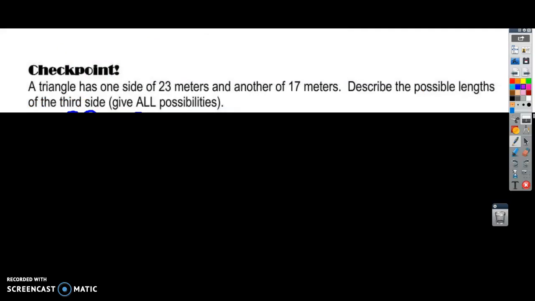So here's another example. See if you can do this before I show you the answers. The triangle has one side of 23 meters and another of 17 meters. Describe the possible lengths of the third side. Now, they don't want a description. They don't want you to write down all the possible numbers. They want an inequality. So what do you do with the two numbers? Add them, subtract them, find the two boundaries, write it as an inequality.